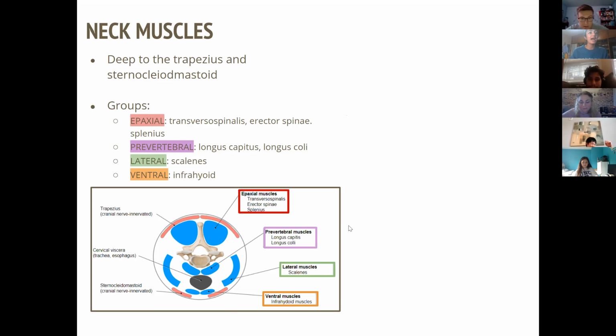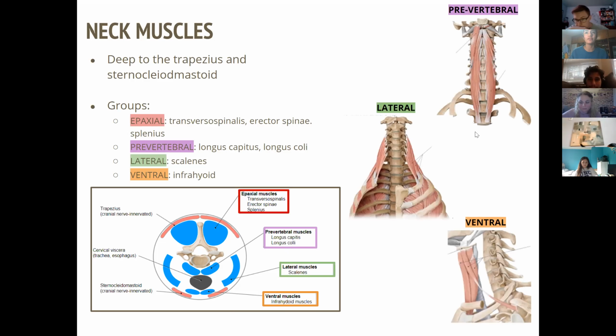Okay, so we have these three groupings here. We'll just run through a few pictures and talk about these muscles. So like we said, the prevertebral group, you can see it right here. So these are which muscles?